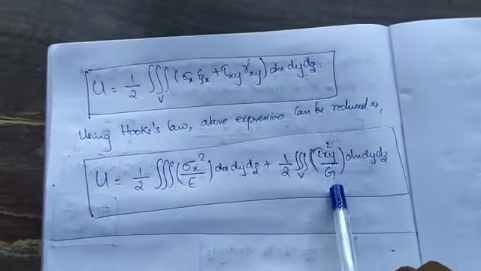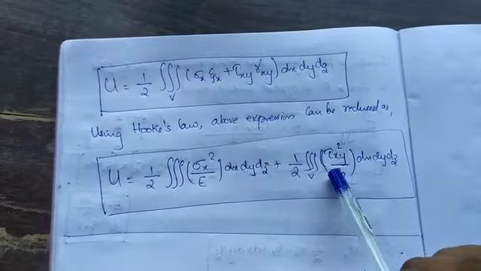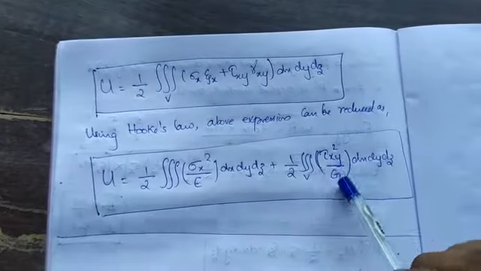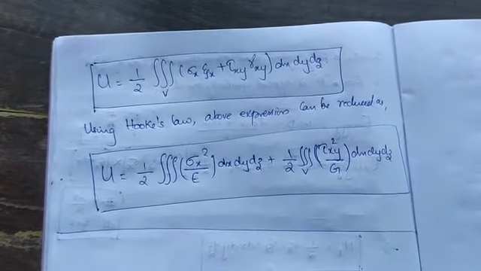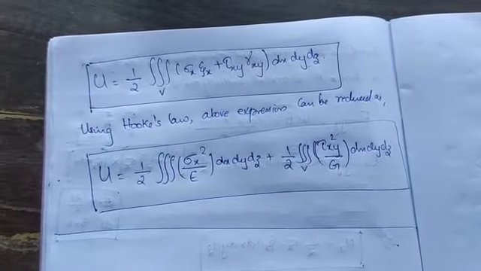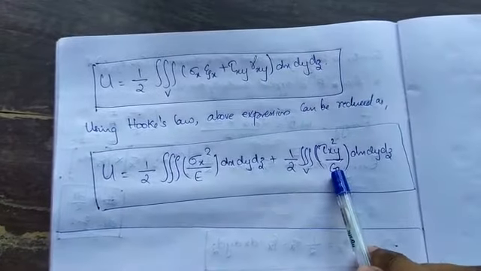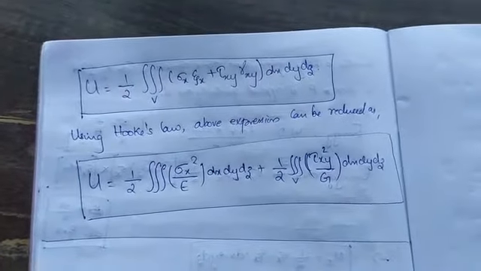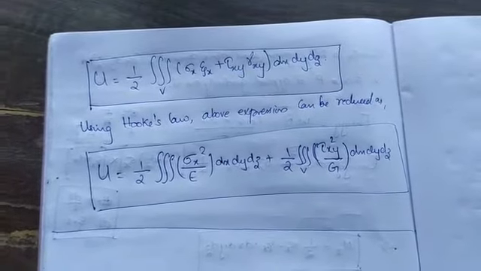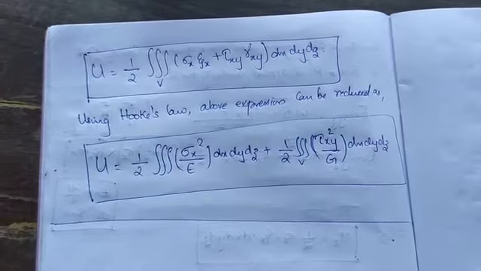Similarly for the shear part, what is the shear modulus? Shear modulus G is equal to shear stress by shear strain. From that you will get this equation. So this is the common term, or the general expression, for strain energy.